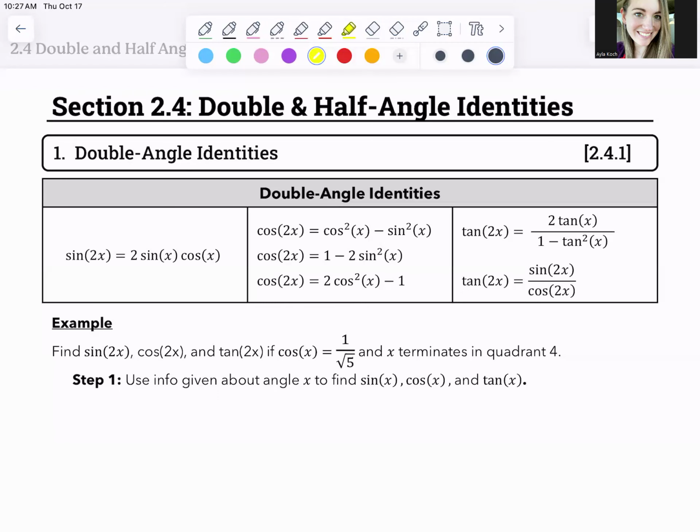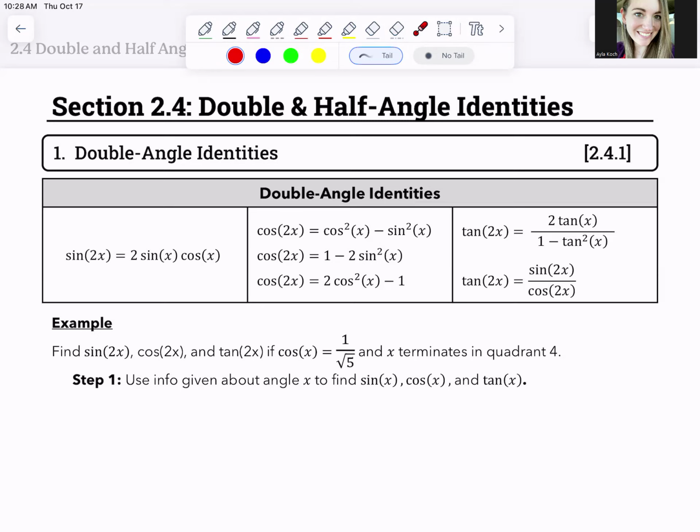Section 2.4, double and half angle identities. All right, so we're going to talk about some more identities, and these ones are interesting, kind of niche. These are identities like the identities you proved in the previous section. These are known as double and half angle identities. The ones on this page here are double angle identities.